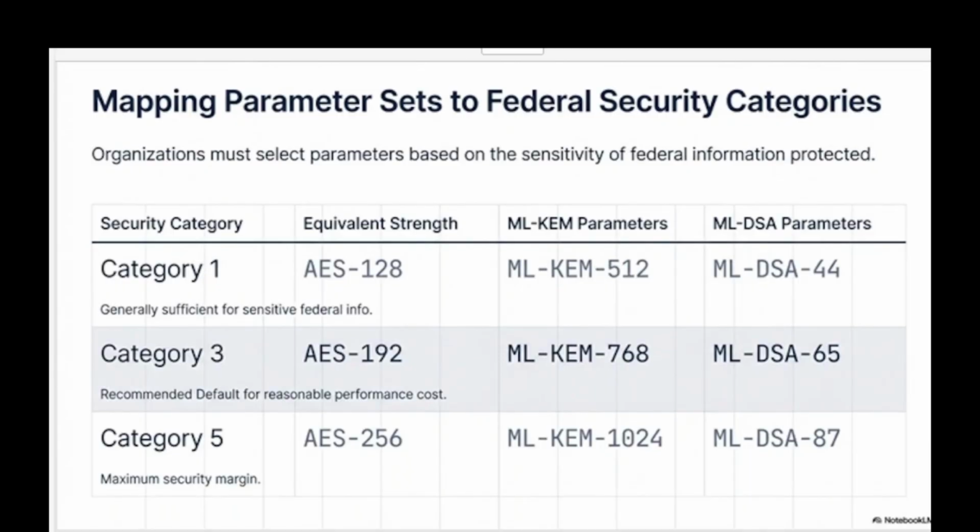Slide 5, mapping parameter sets to security categories. Organizations must align their parameter selections with federal security categories based on the sensitivity of the data being protected. Category 3, equivalent to AES-192, is the recommended default for achieving a reasonable balance between security margin and performance cost. Category 5 provides the maximum security margin, equivalent to AES-256, for the most critical information assets.